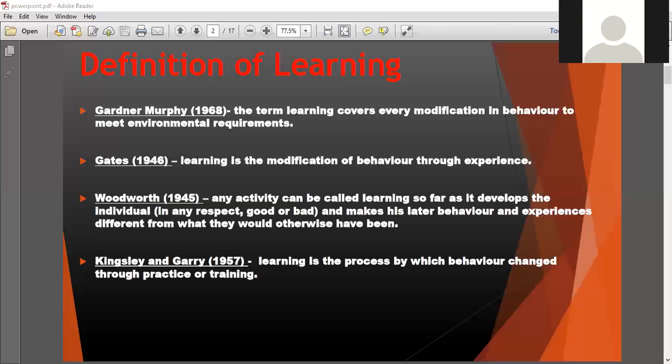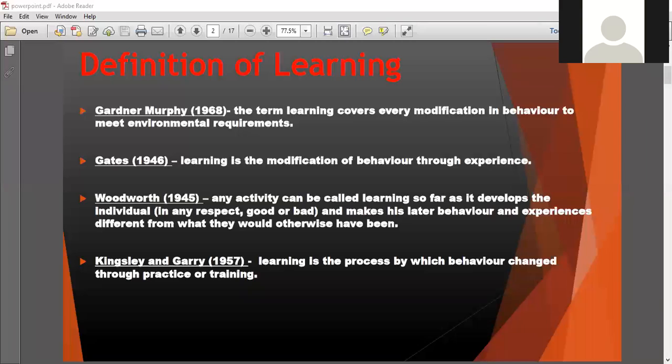process or processes. Changes simply caused by maturation, illness, fatigue, or hunger are excluded. So these are changes caused as a person grows, matures, falls ill, or experiences fatigue because of certain physical or mental activity. So that is also a certain change, but these changes are not considered as learning, right? So they are excluded from the definition of learning.